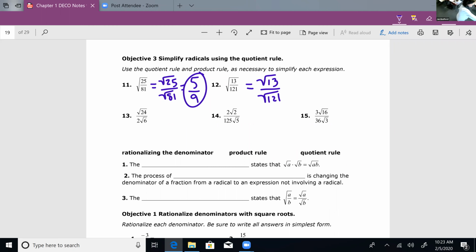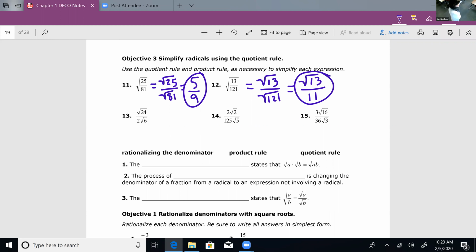121. So what would this equal if I clean it up the rest of the way? I still have square root of 13 on top over 11 on the bottom. And I'm done. That's all I can do. As long as I don't have a square root in the denominator on the fraction, I'm good. Okay, so that would be my answer here.